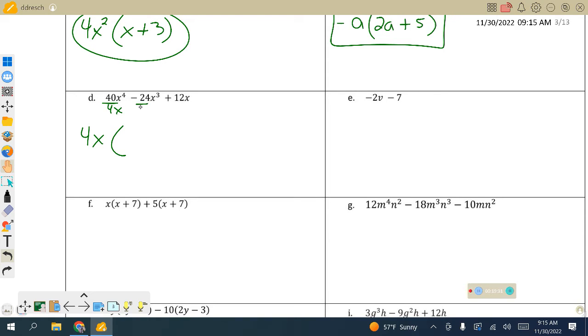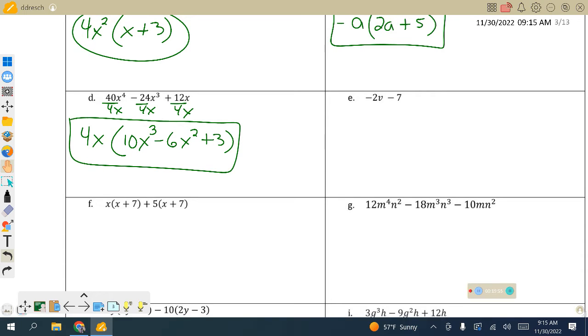GCF is good. Do you need to show that division of 4x every time? Nope, but I just showed it to start off with. So just make sure you divide. 40 divided by 4 is what? 10x to the cube. And then next one gives me what? Negative 6x squared. And then the last one gives me plus 3. And if I just kind of look at what's inside those parentheses, I should not see any common factors still hiding there because I already brought out that GCF.